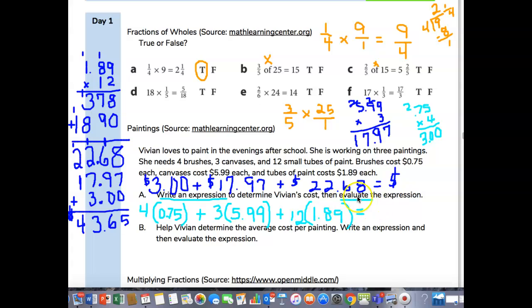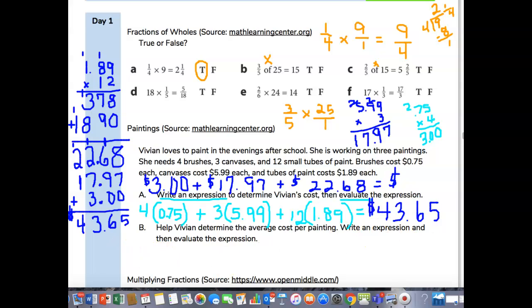Well, it doesn't matter. It can go here or up there. The answer here to A is $43.65. Okay, that's how much her cost is for all of those supplies. Okay, now it says help Vivian determine the average cost per painting. Write an expression and then evaluate the expression.